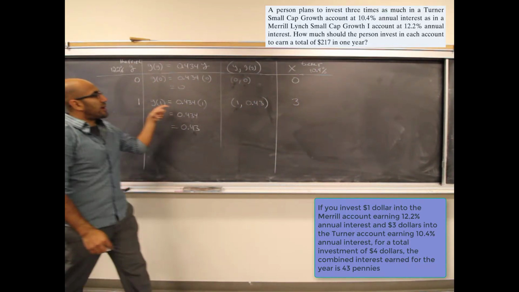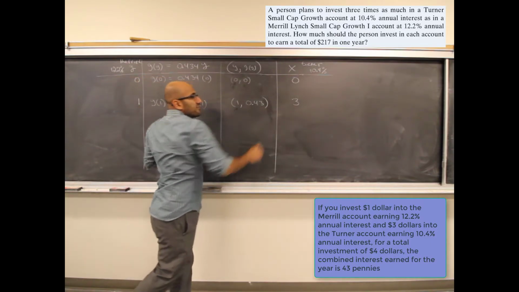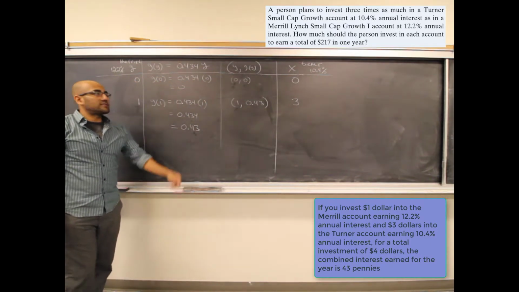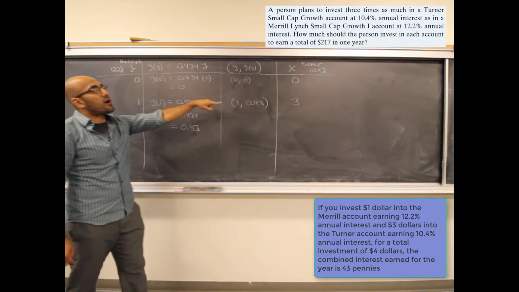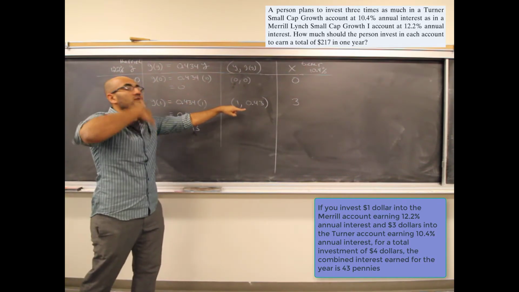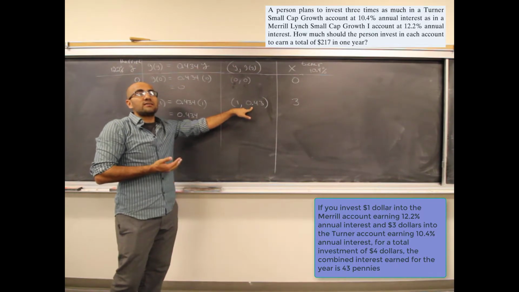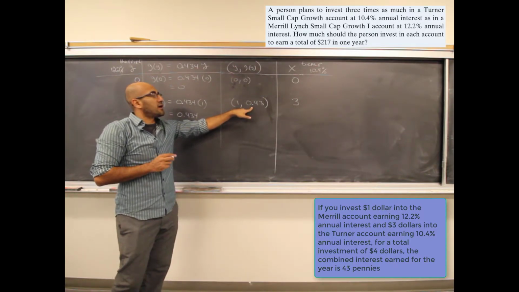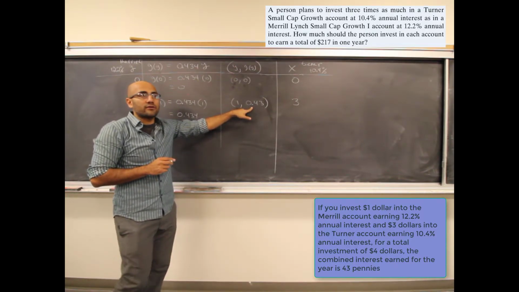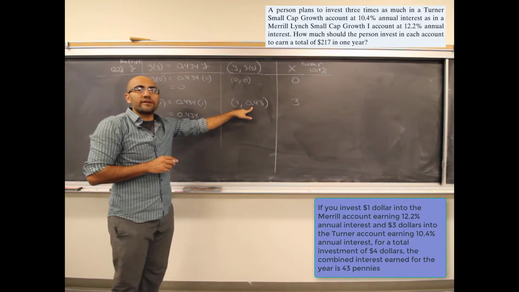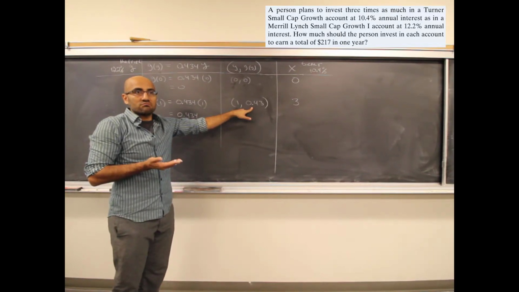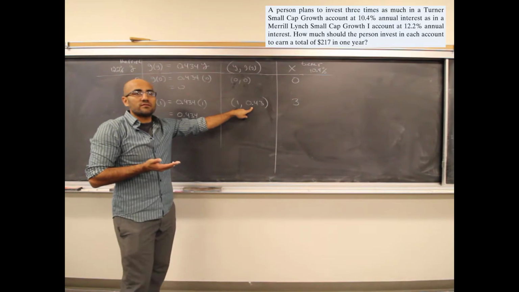So in this situation, we really have a total investment of $4. We invested $1 into Merrill, $3 into Turner, a total of $4 invested, and I'm going to make 43 pennies in interest for the entire year. Does that sound like a good investment? No? No big deal? Does it seem like a waste of your time?